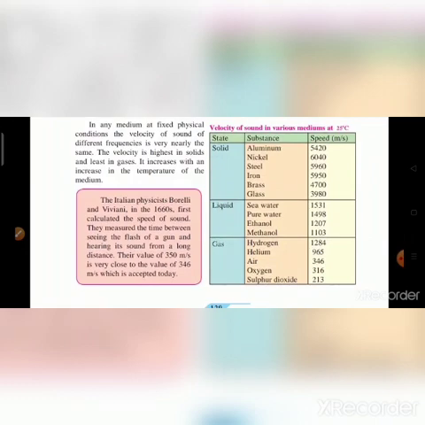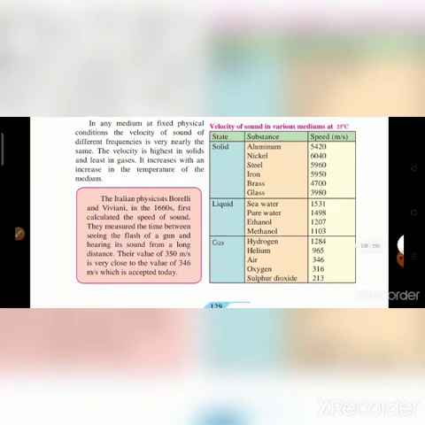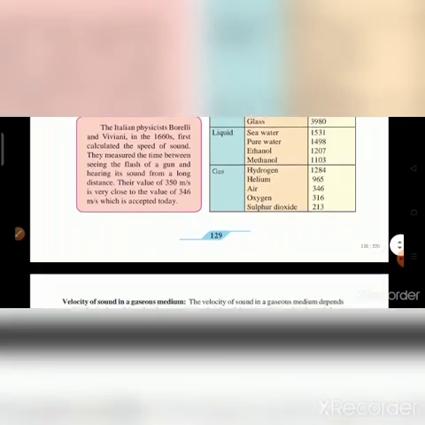The Italian physicist Viviani in the 1660s first calculated the speed of sound. They measured the time between seeing the flash of a gun and hearing its sound from a long distance. The value of 350 meter per second is very close to the value of 346 meter per second, which is accepted today. Velocity of sound in gaseous medium.